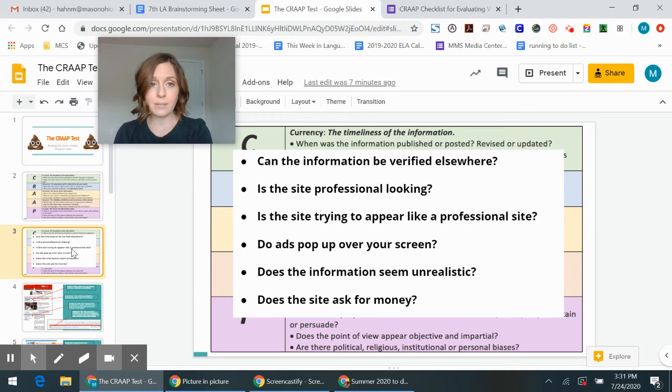Is the site professional looking? Is the site trying to appear professional looking? Do ads pop up over your screen? Does the information seem unrealistic? Does the site ask you for money or donations? Now, some sites do ask for money. Like I know you can donate to National Geographic, for example. But does the site have an old looking donate button and you've never heard of this site before? Then you might want to be skeptical or do a little bit more research about whether or not this site is reliable. So that's just a really brief intro.